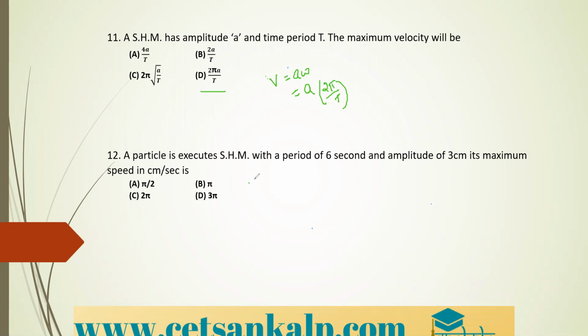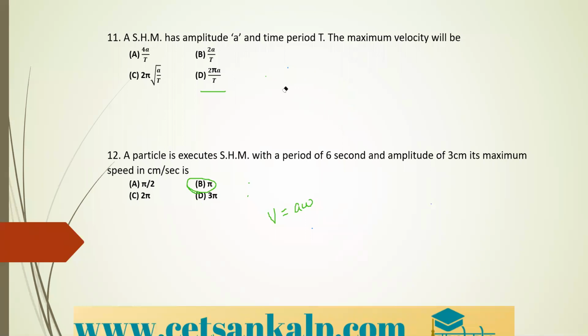Next. A particle is executing simple harmonic motion with a time period 6 seconds and amplitude 3 centimeter. Its maximum speed is given by. So the 10th numerical also has the same solution. So same, it is V is equal to A omega. A value is 3 and omega value is 2 pi by T. T value they have given as 6. Therefore, if you substitute and simplify, you will get the answer pi. That is option B is the correct option. Okay.